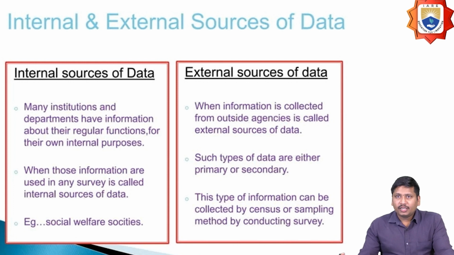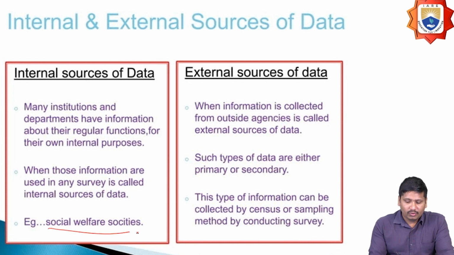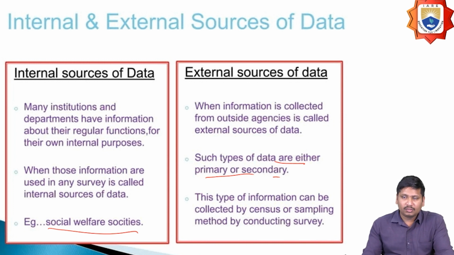So let me explain the differences in detail between the internal and external sources of the data. Internal source means many of the institutions and departments have information about their regular functions for their own internal purpose, and similarly when the information is collected from outside agencies, it is called an external source of the data. And the information we use in a survey is called an internal source of the data. For example, social welfare societies. And the data that is going to be either secondary or primary, you have to find out based on what type of information we collected by the census or the sampling method or by conducting a survey, and that should be treated as the external source of the data, right?